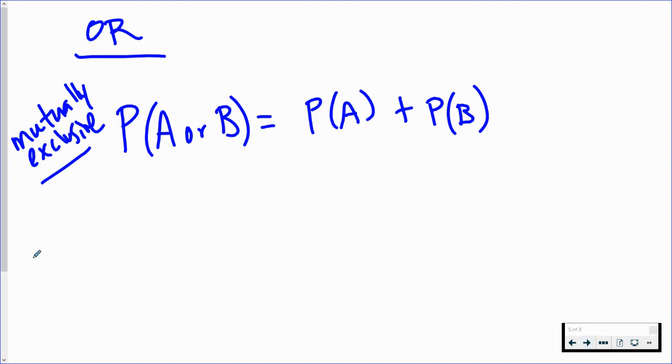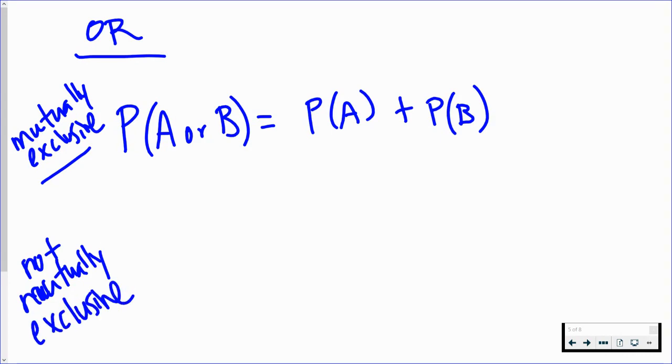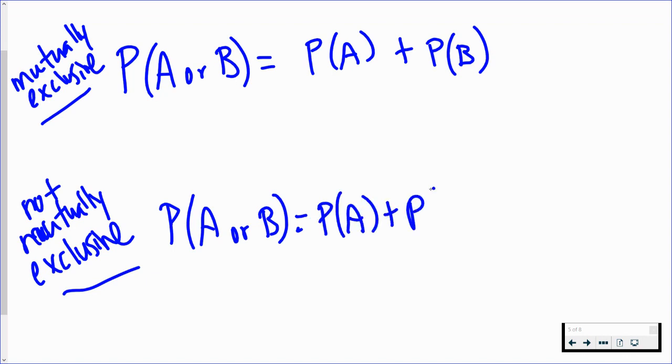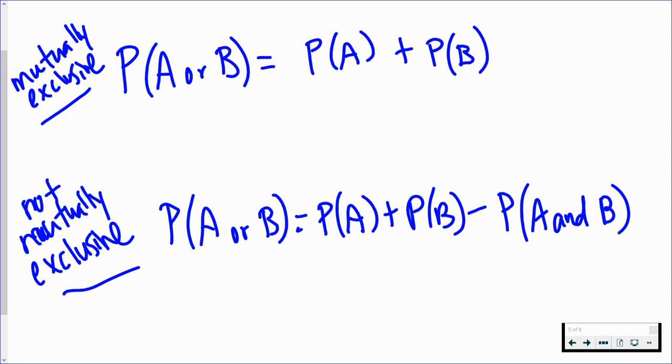Now, let's write. Maybe I can write. When they are not mutually exclusive, we have to account for the things that they have in common. So this equation looks a little bit different. It's going to start the same. The probability of A or B is equal to the probability of A plus the probability of B minus the probability of A and B. So we have to subtract the ones that are the same.